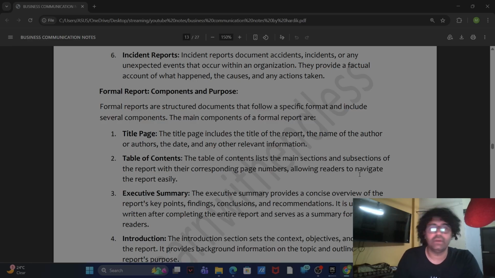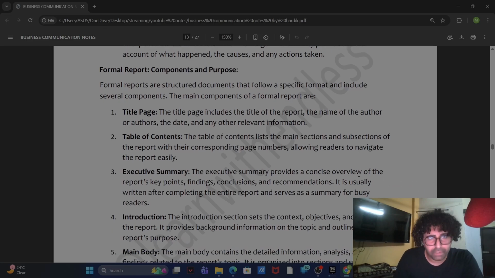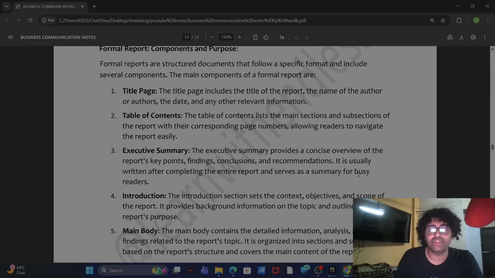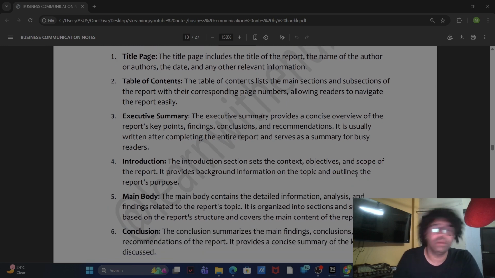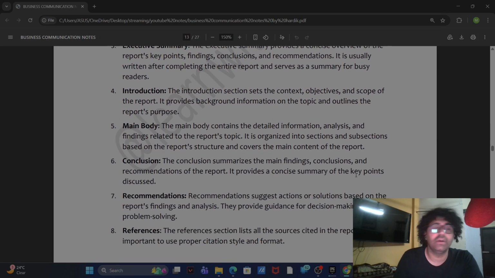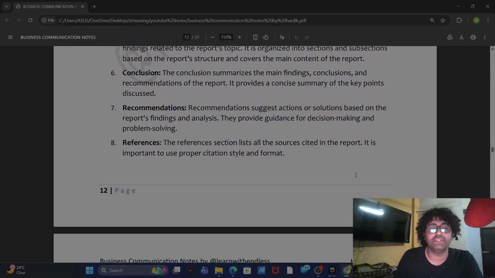Formal report, its components and purpose. Formal reports are structured documents that follow a specific format and include several components. The main components of formal reports are the title page, table of contents, executive summary, introduction, main body, conclusion, recommendations, references.